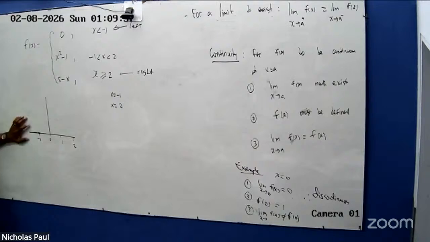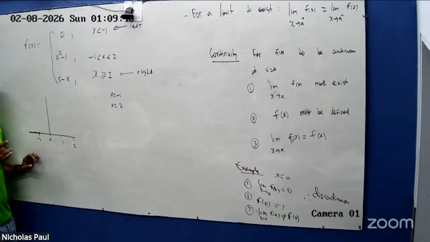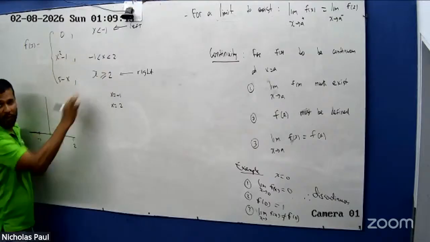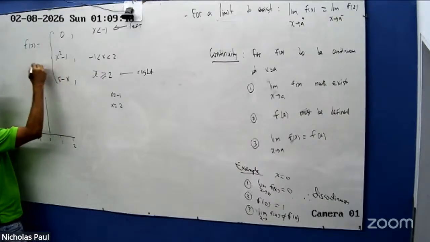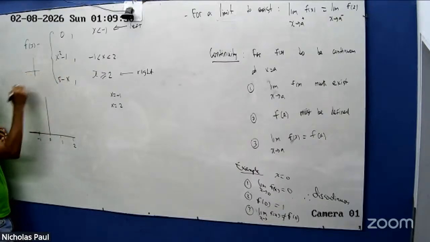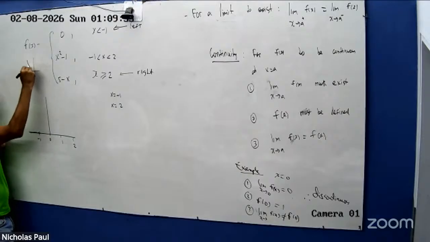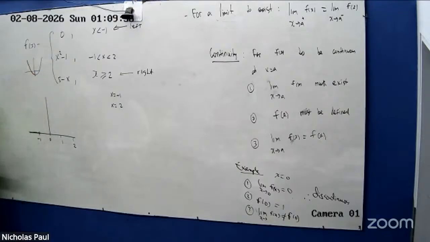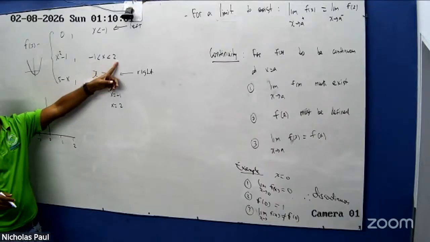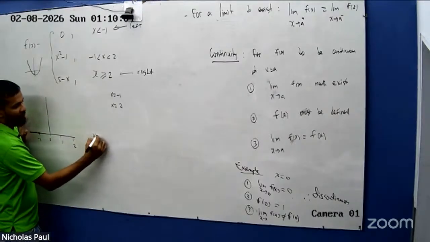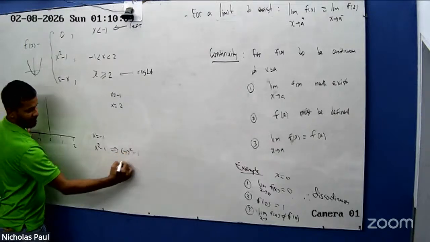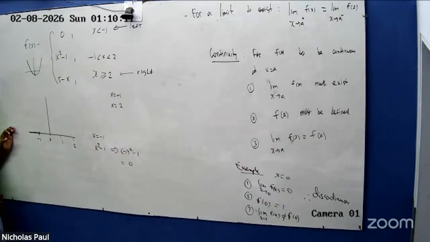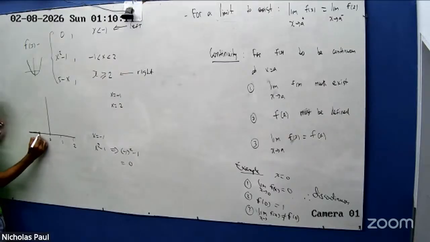Right. Now let's consider between -1 and 2. Between -1 and 2, how does x squared minus 1 look? X squared is here, x squared minus 1 is there, right? But we need to know how it behaves at -1 and 2. So here's how you figure it out. When x is -1, x squared minus 1 is what? 0. That's okay? So it means that it's coming down here.